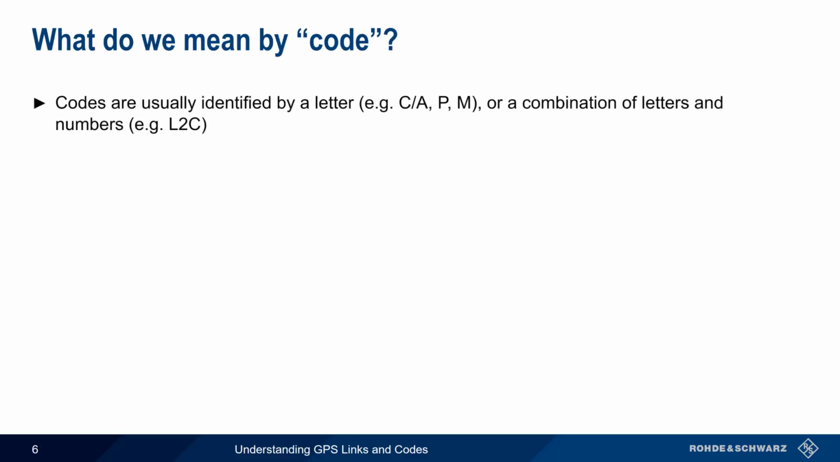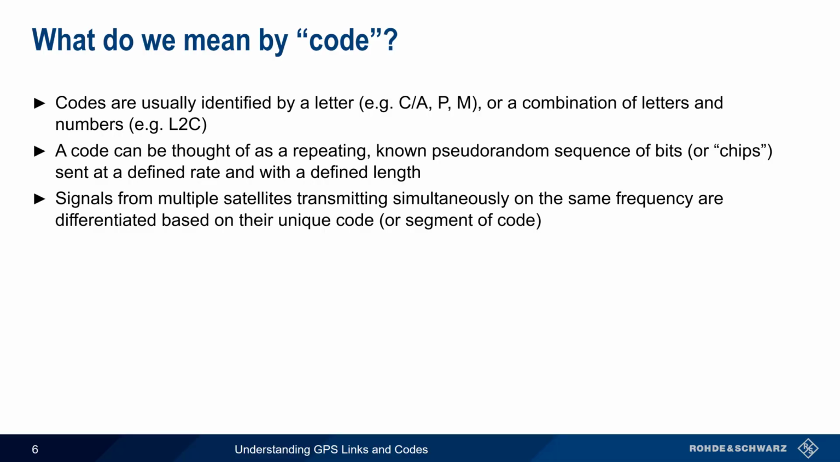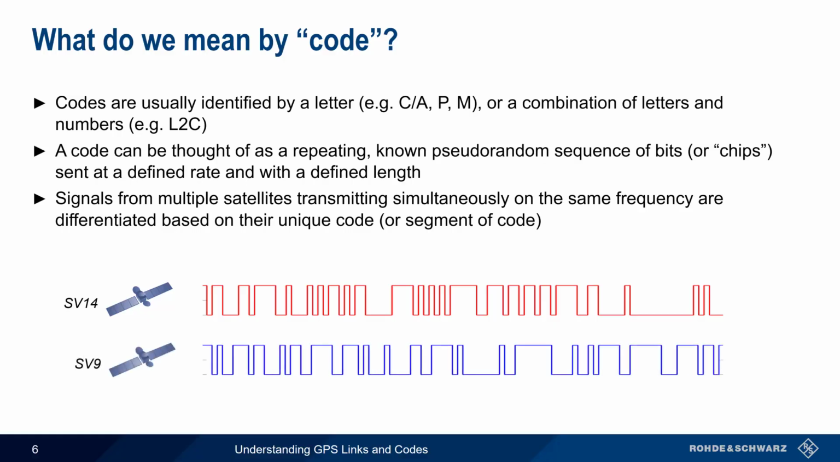As you may have noticed, all codes are identified by a letter or combination of letters and numbers. Codes are essentially a repeating, known, pseudo-random bit sequence sent at a defined rate and with a defined length. In GPS, you'll often hear the word chips used instead of the word bits. All GPS satellites transmit simultaneously on the same frequency, but they can be distinguished based on their unique code or segment of code. Here, one satellite, Space Vehicle 14, is transmitting one code, while another satellite, Space Vehicle 9, is transmitting a different code.